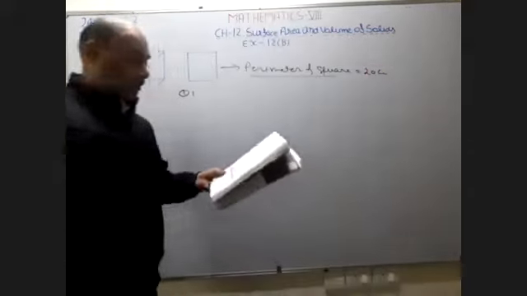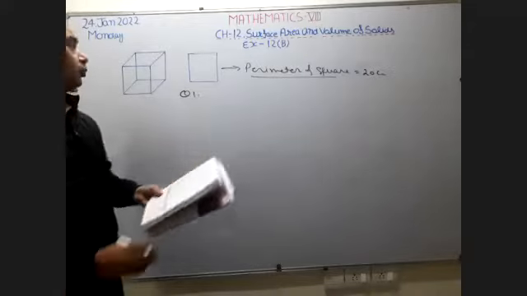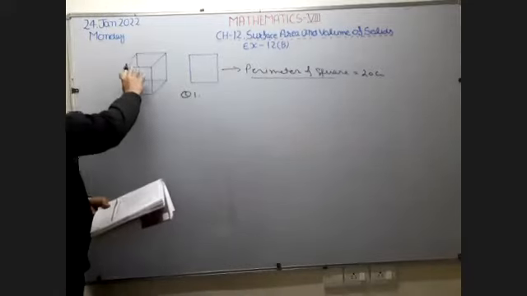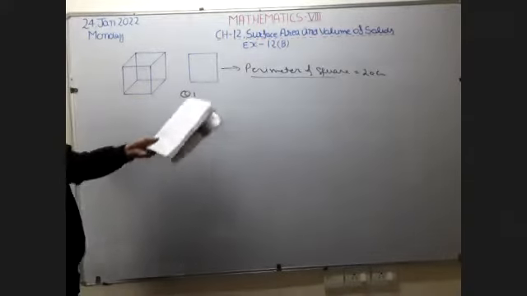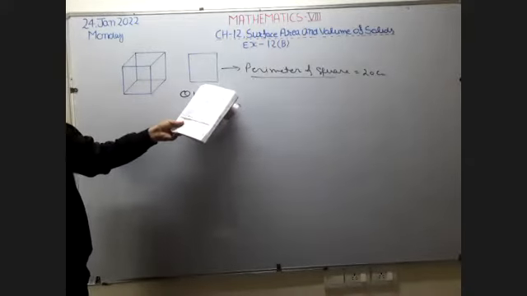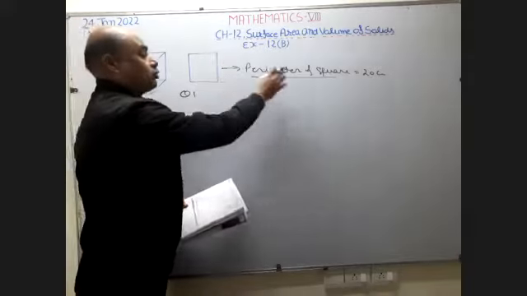Check what is given in the question. Perimeter of one face of cube. This is the shape of cube. I take one face. So this is the one face of the cube. What is the shape of this face? So this is the shape of square. It means in your question, perimeter of square is given.